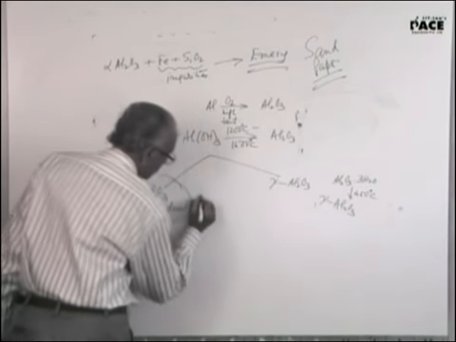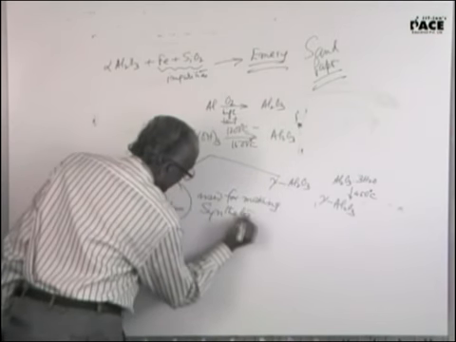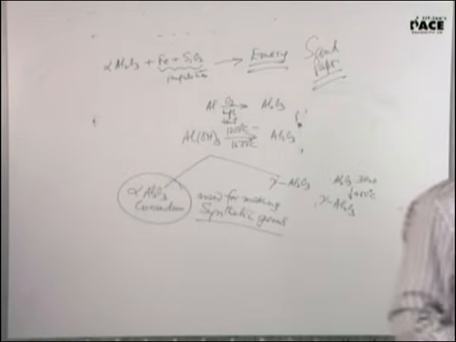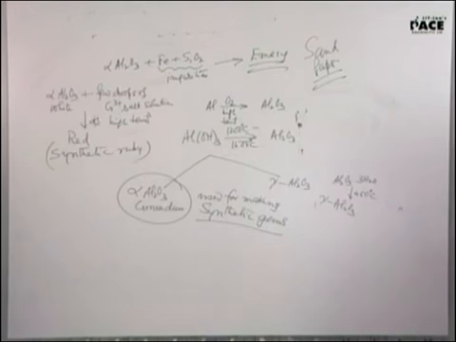Alpha alumina is used for making synthetic gems. Aluminium oxide is white. Aluminium oxide, when you add few drops of chromium 3 solution, which is green in color, when you heat it, the entire mass changes to red. And since ruby is red in color, so it is called synthetic ruby.